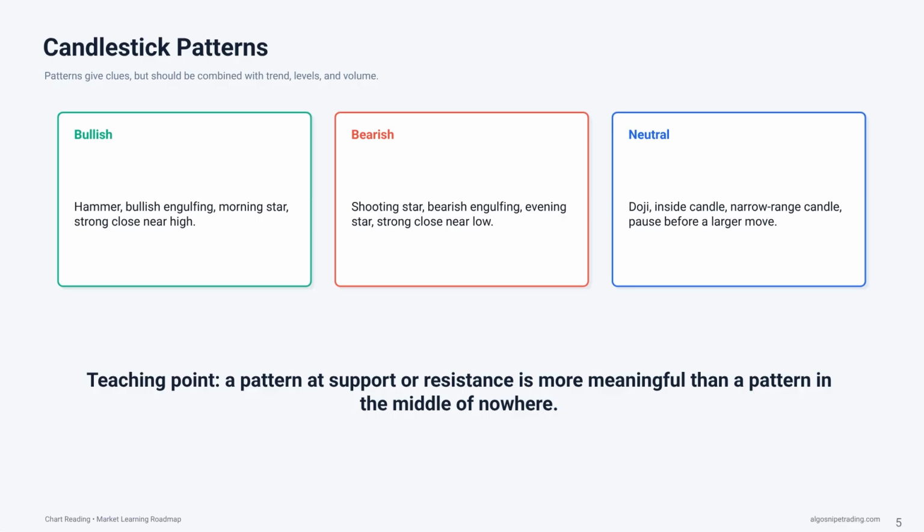A bullish pattern may suggest buyers are stepping in. Examples include a hammer, bullish engulfing candle, morning star, or a strong candle closing near the high. These can be more useful when they appear near support.